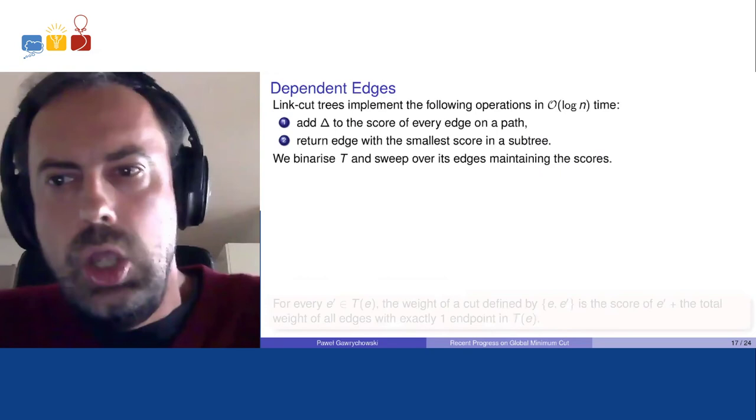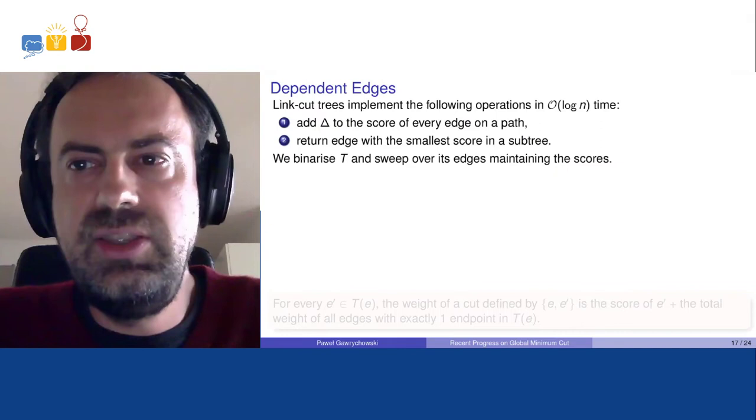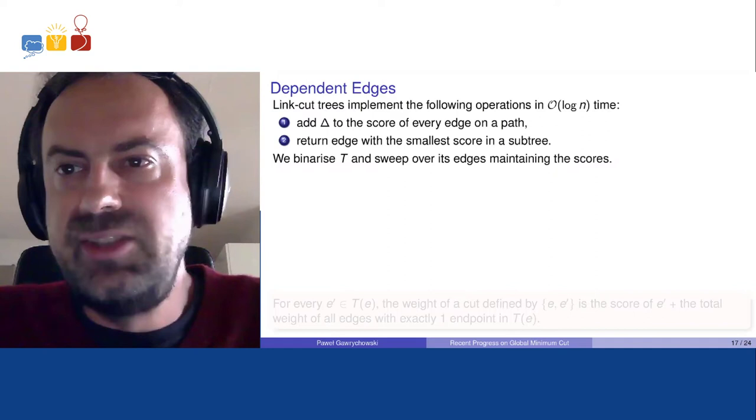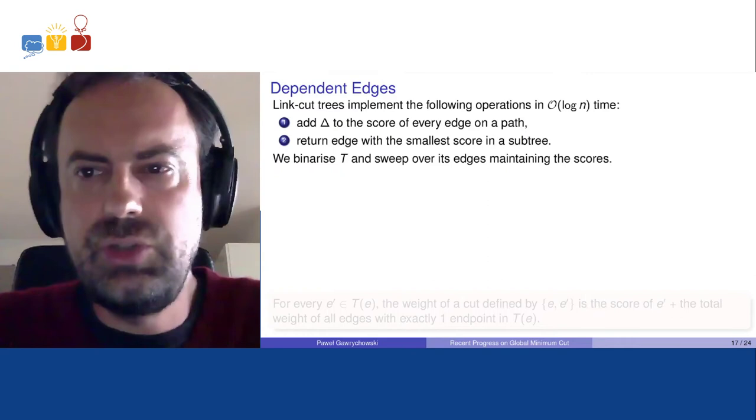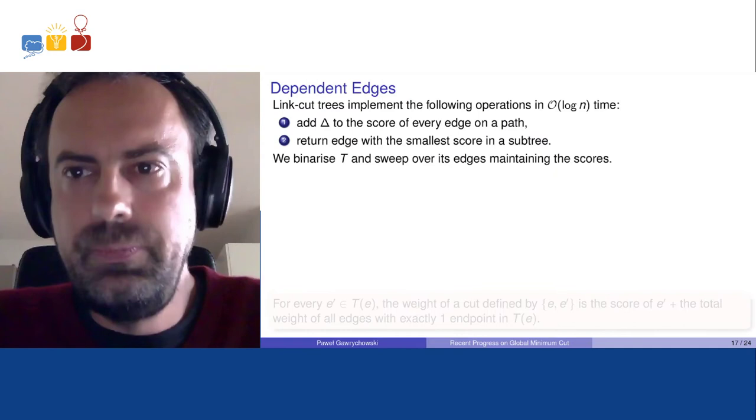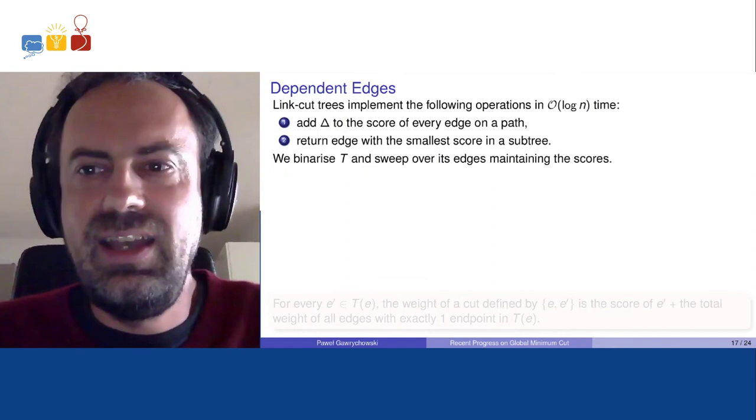So now the algorithm for the dependent edges case is as follows. First of all, we want to assume that T is binary, so each node has at most two children. It doesn't really have to be the case, but you can always subdivide nodes. When you have a node with high degree, you just create virtual nodes and you modify G and T. So you can assume that the tree is binary. And then we sweep over the edges of the tree T using the Euler tour. So we go around the tree and we maintain some kind of scores in the link-cut tree.